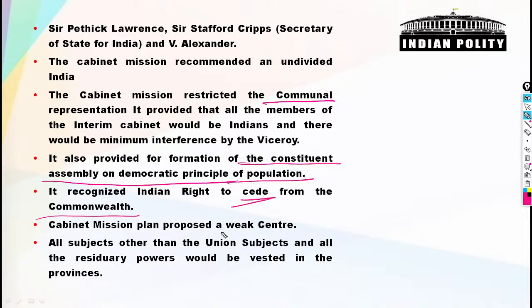It provided for a weak center, and all subjects other than the Union subjects and all residuary powers would be vested in the provinces. So it provided for a weak center, which was not possible in the Indian context later. On the recommendation of the Cabinet Mission, the Constituent Assembly of India was established and the making of the constitution started.